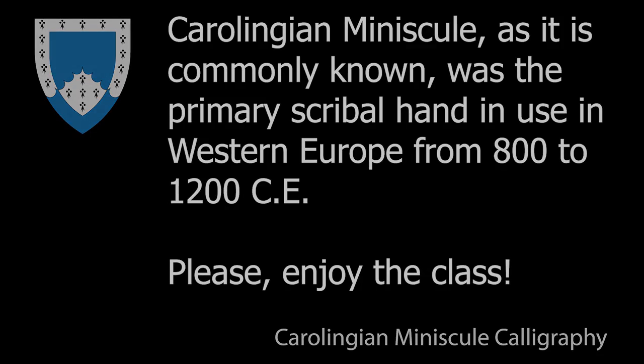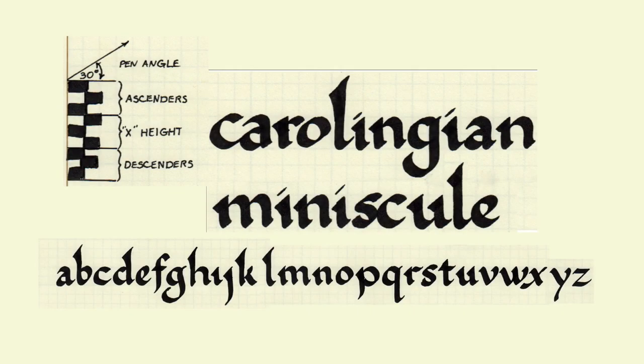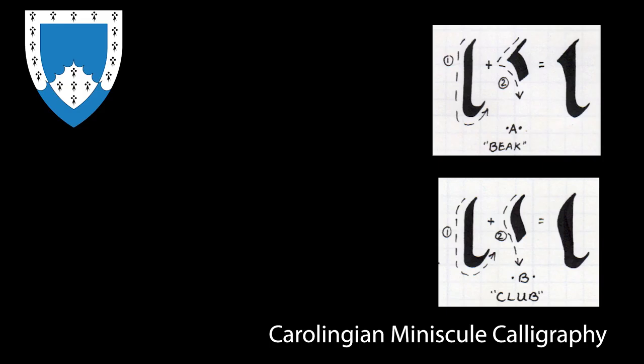to 1200 CE. As we examine Carolingian, pay attention to the rounded body structure. The X height is between 3 to 4 nibs high, the ascenders and descenders are from 3 to 6 nibs in height, and the pen angle is 30 degrees. Carolingian serifs take on two different forms, the beak or the club.